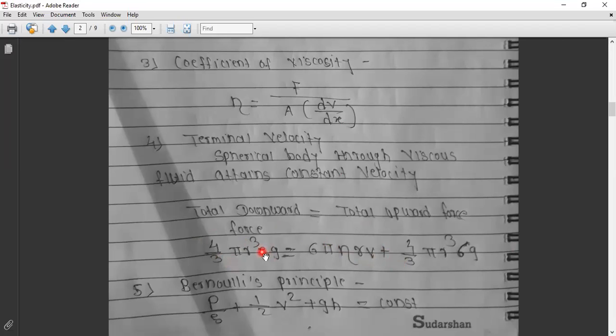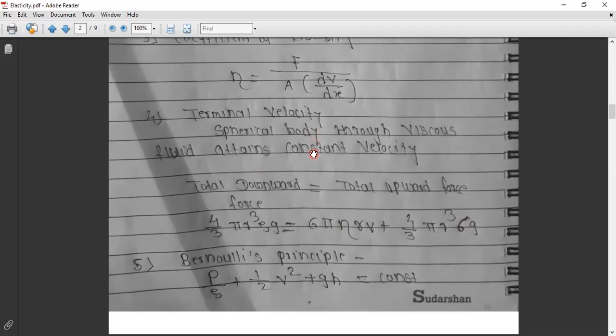This rho is the density of the spherical body, this sigma is the density of the liquid. So this is the very important equation, which is related to the terminal velocity. Next part is Bernoulli's principle. What is meant by Bernoulli's principle?